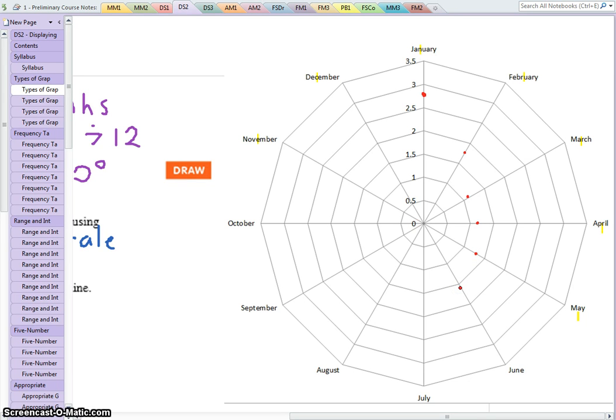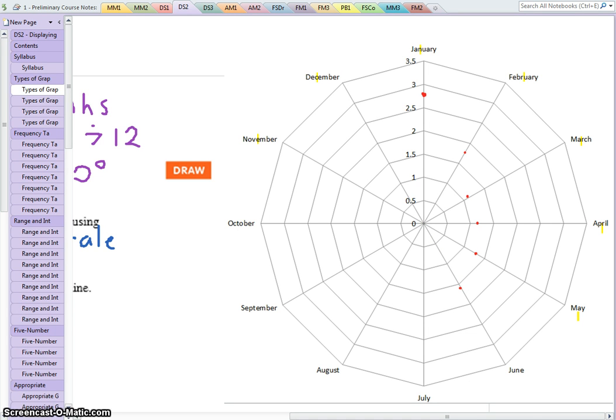Now, you should do this to scale. If you're using a centimeter, then each one of these points should be a millimeter. So, in other words, June should be 1.6 centimeters or 16 millimeters from the center out. That should be 16 millimeters. And just undo that because it's messy.